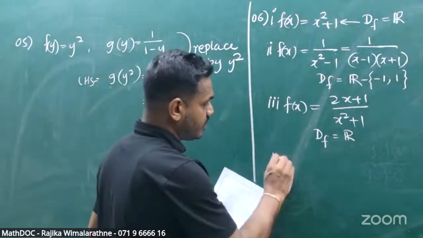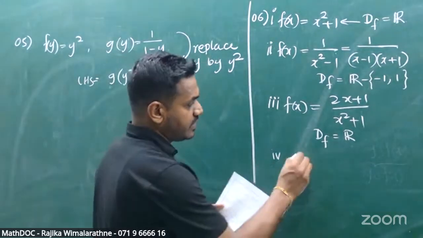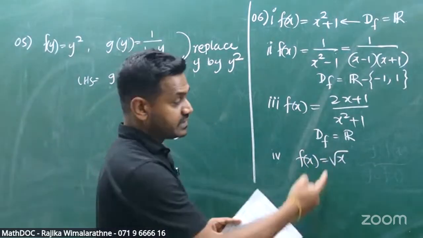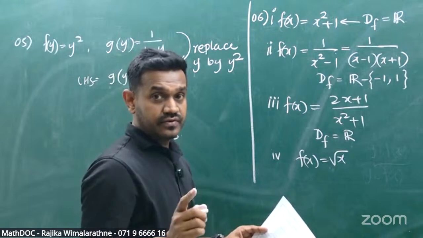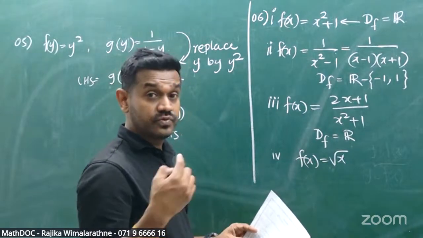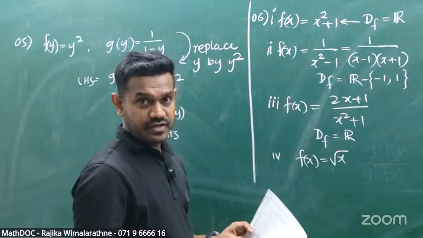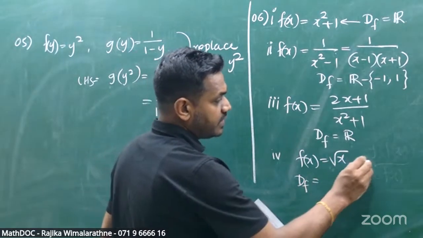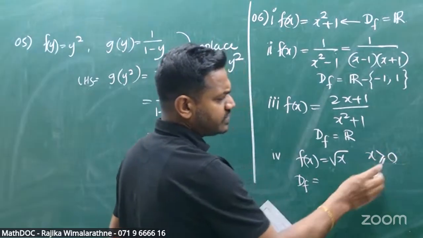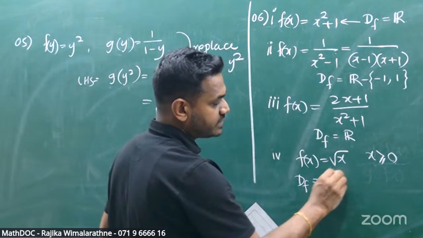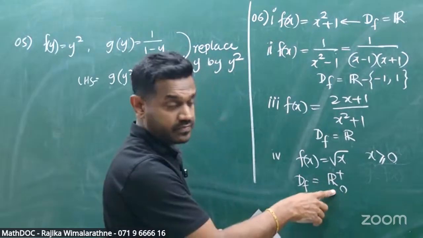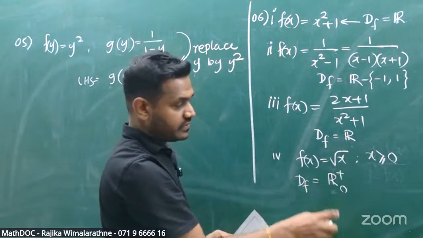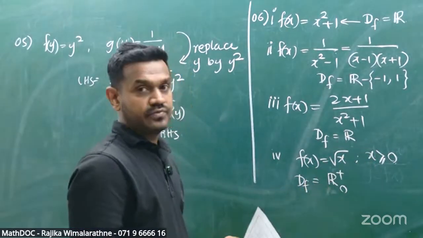Then the fourth one, f(x) equals root x. Now here we have to think. We have an irrational relation, and when we have an irrational relation, we have to remove negative values within the square root. Then the domain is x greater than or equal to 0. You can write this as the positive real values with 0. This notation is possible. The x values possible are greater than or equal to 0. Then that is the domain. That is question number 4.